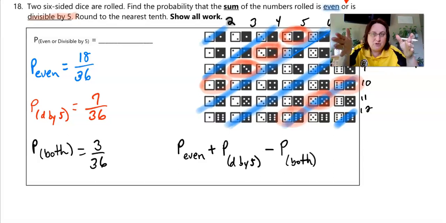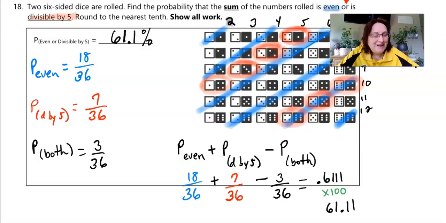Okay, guys, you have your numbers. I gave you kind of the little formula. Can you guys tell me in a percentage rounded to 1 decimal place, what is the probability that we will roll a sum that is either even or divisible by 5? How'd you guys do? Did you come up with 61.1%?